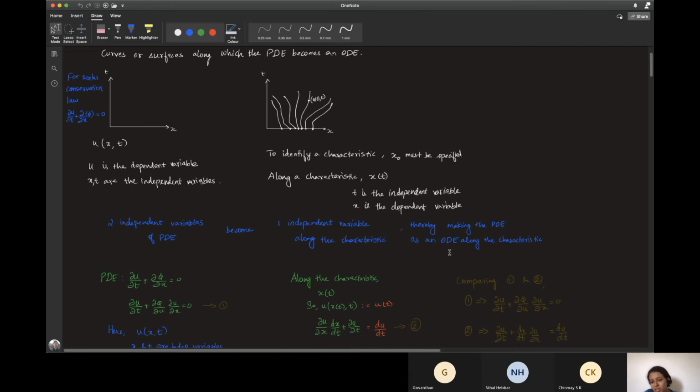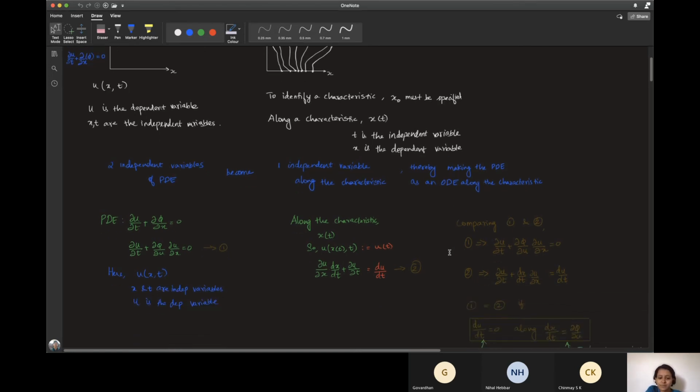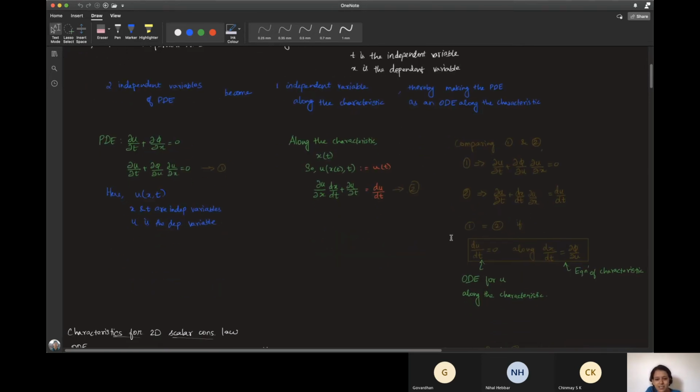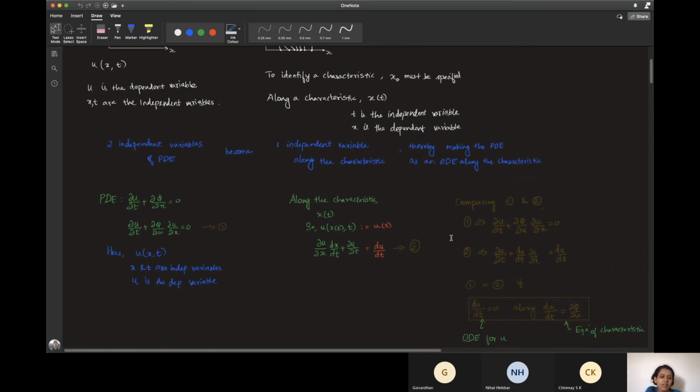But you cannot randomly draw some curve. You have to draw some curve along which it's possible for you to get a PDE, get an ODE. So we'll be seeing that. We have seen this, but this is just some way of summarizing.